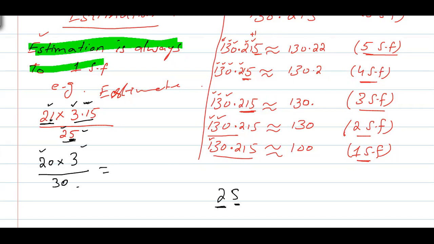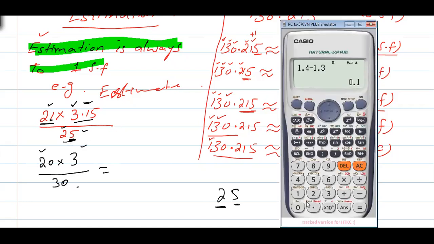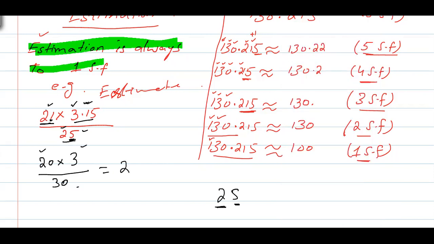Now you can calculate it. Using the calculator, just simply calculate that one. 20 into 3 and then divided by 30. So estimated answer is 2. Now directly you can verify using your calculator. Take the calculator and verify directly.